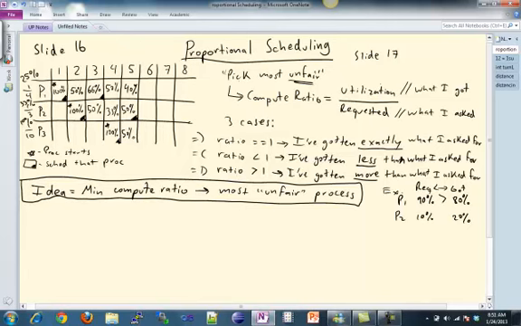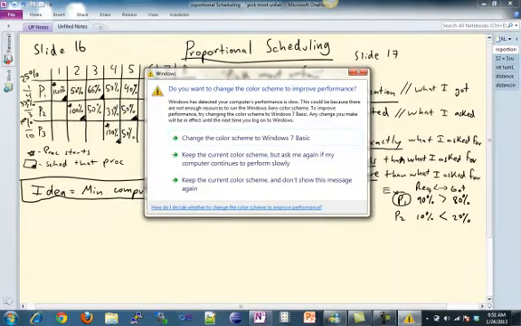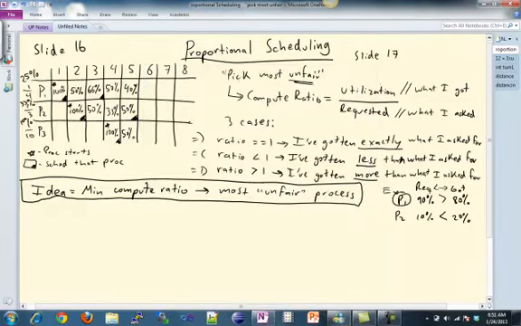And P2 got more than what it requested. So we want to pick P1. And so that's why we look at this ratio. And so the minimum compute ratio gives the most unfairly treated process. Okay, cool. So what do we need to actually implement this?